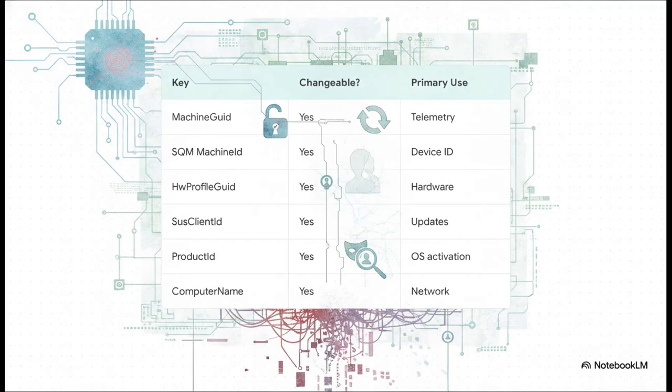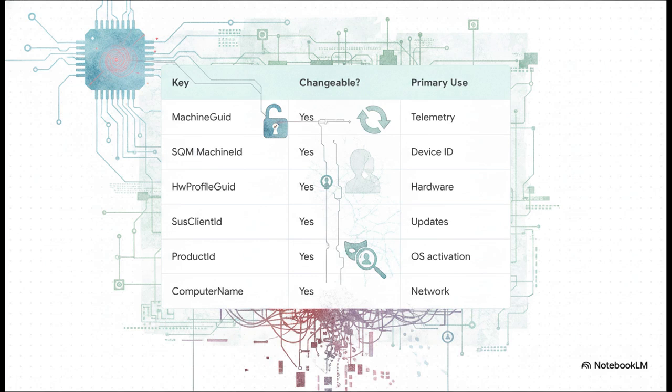So, when we zoom out and look at all 6 of these core keys together, one crucial vulnerability really stands out. They are all software-based, meaning every single one of these can theoretically be changed, rotated, or spoofed if you're a savvy user with administrator privileges.